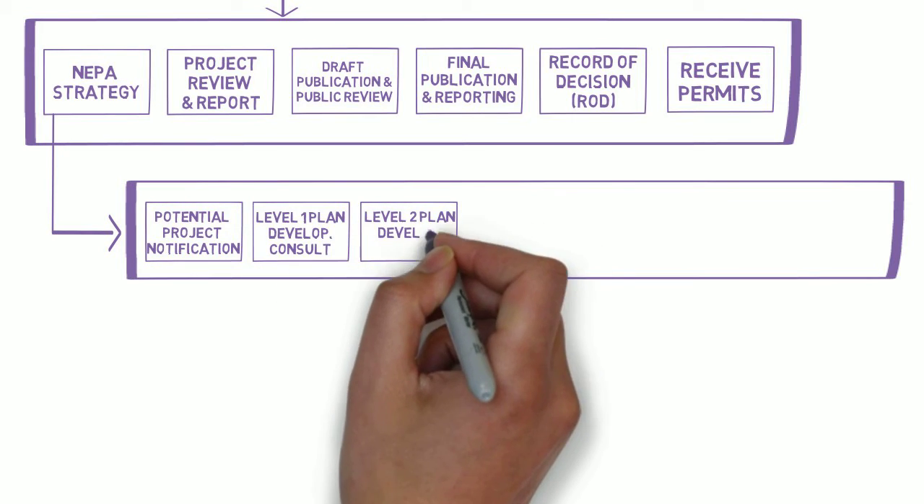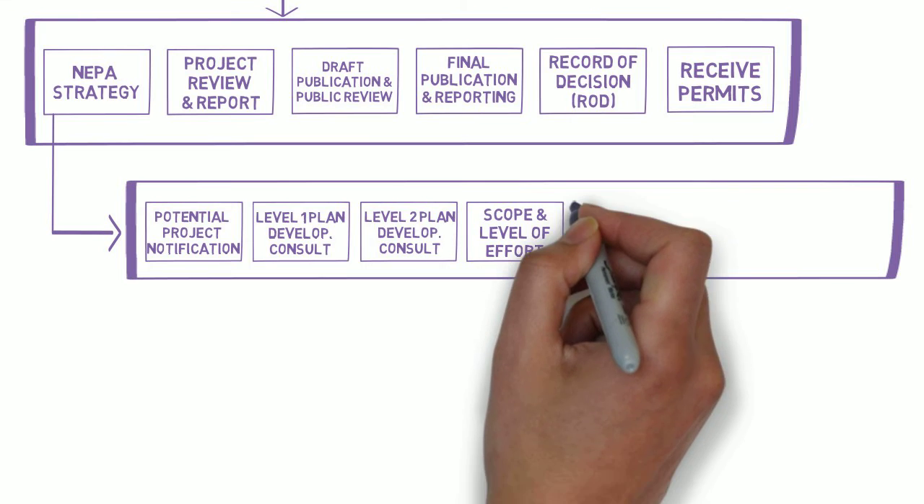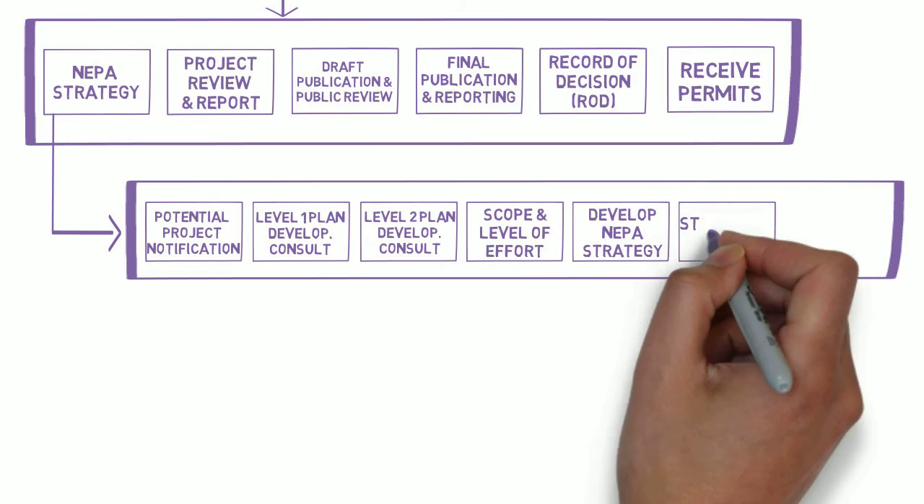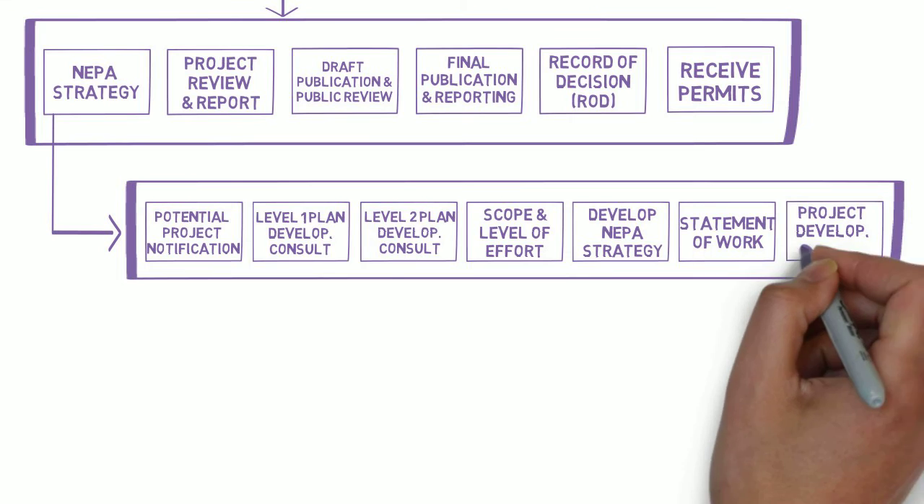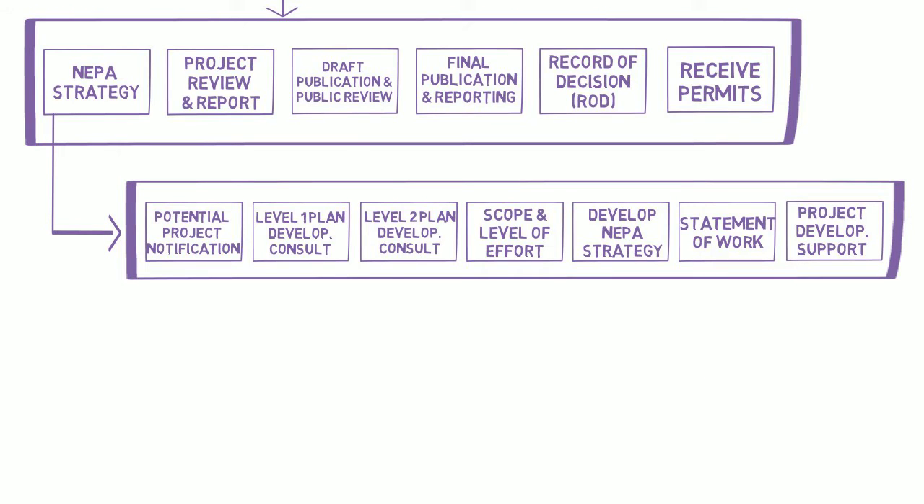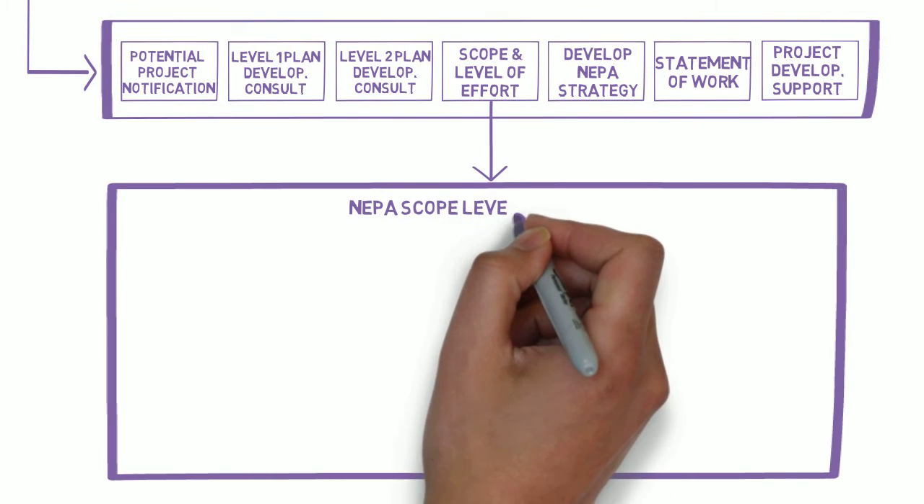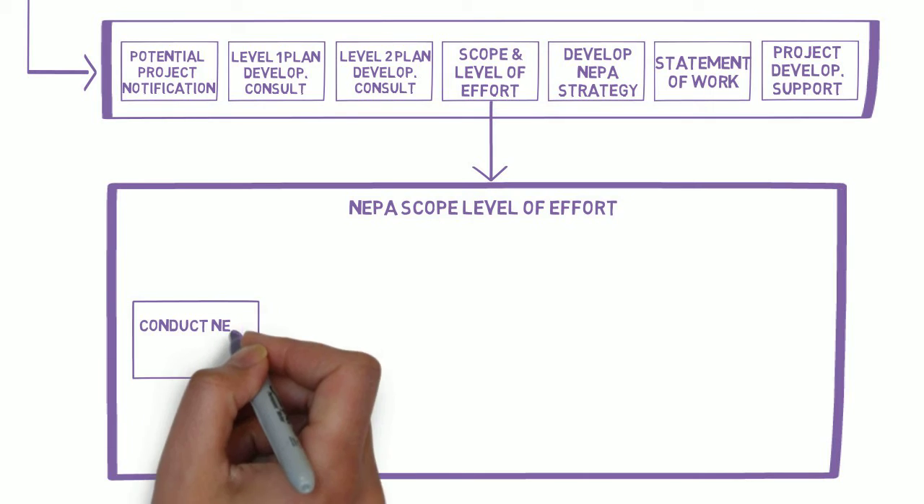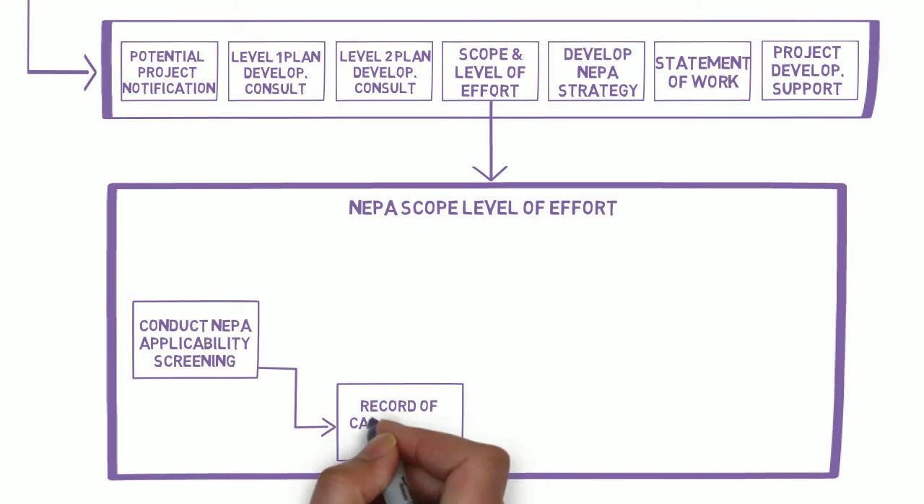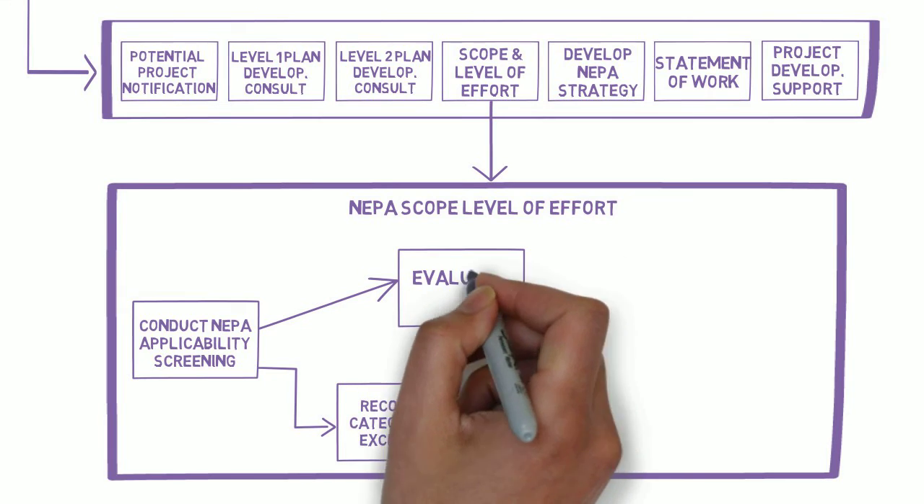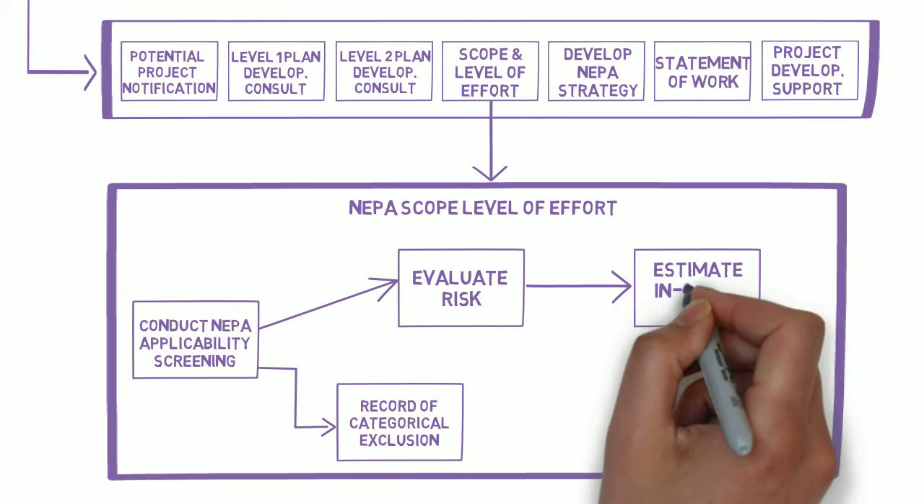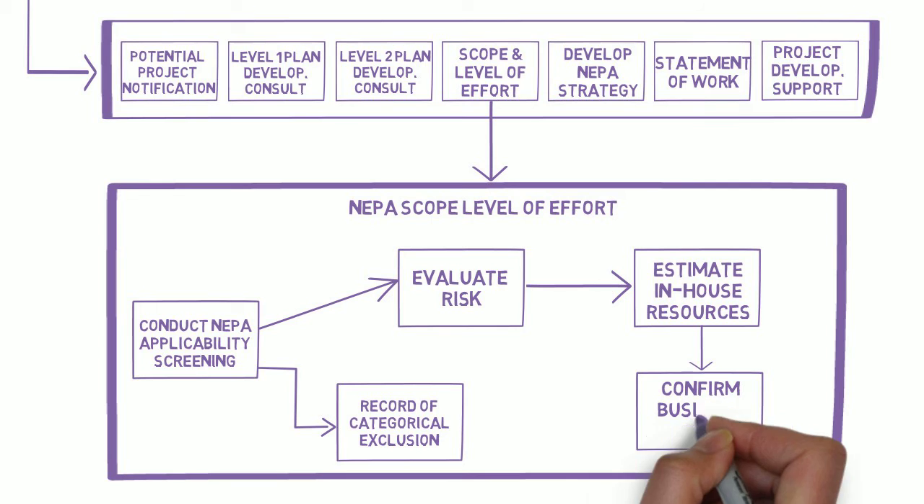We begin to develop our process hierarchy for MILCON by adding NEPA processes, and in this case, we chose to expand the NEPA strategy process. As we further define the inputs, activities, and outputs, we get down to the sub-processes that support the NEPA strategy. In this case, we expand scope and level of effort and its associated process steps.